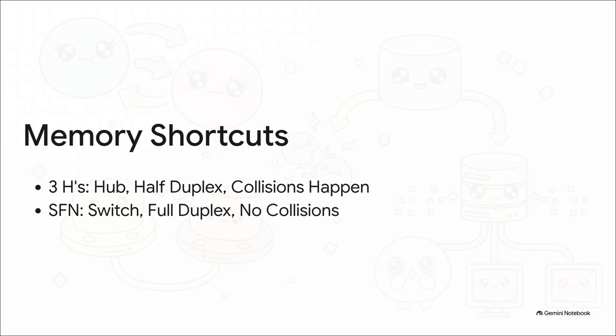Here is a brilliant little memory shortcut to keep the eras of networking straight in your head forever. First, remember the 3 H's. If you see a hub, it operates in half duplex, and therefore collisions happen. Hub, half, happens. Conversely, remember the SFN rule for modern networks. Switch, full duplex, no collision. SFN. If you can just anchor those simple acronyms in your mind, you will instantly understand the underlying mechanics of pretty much any local network you are looking at.